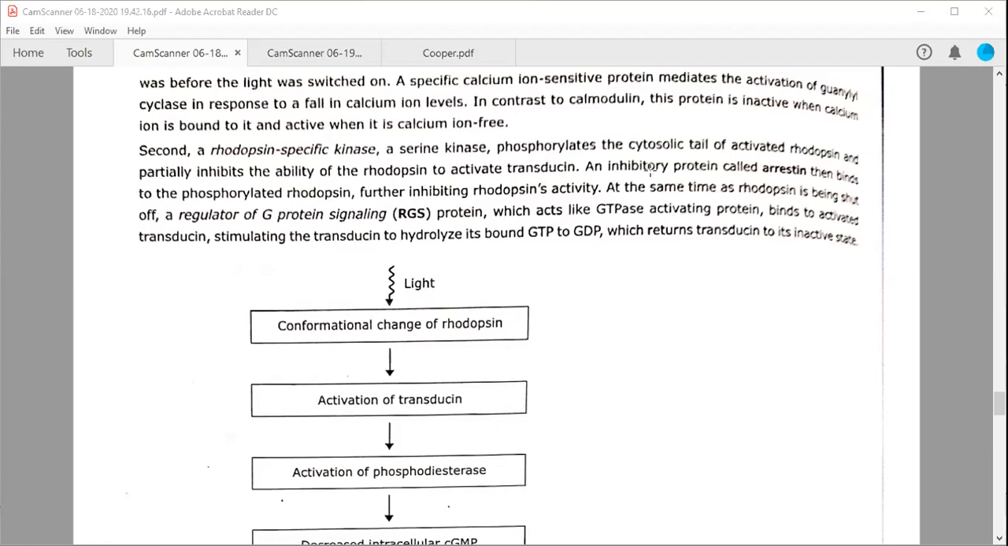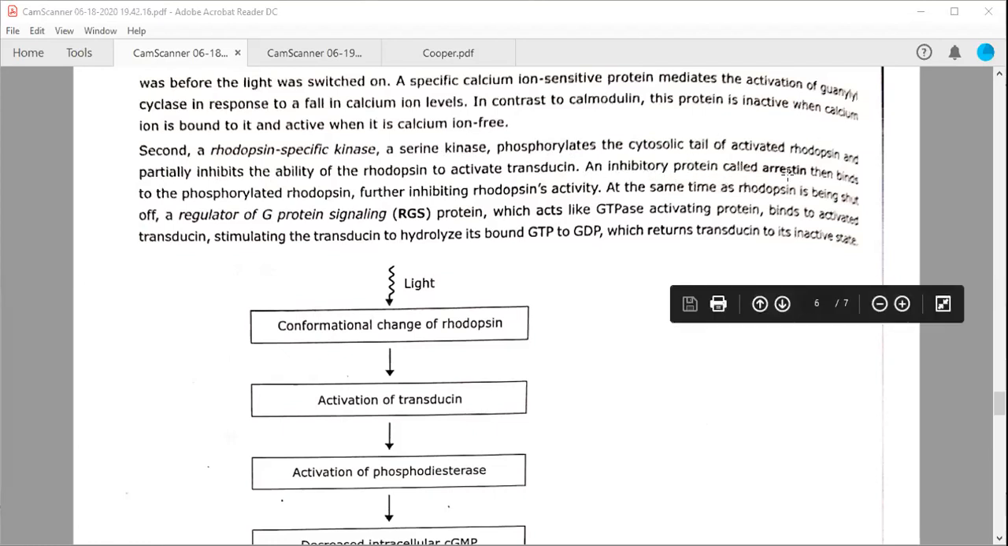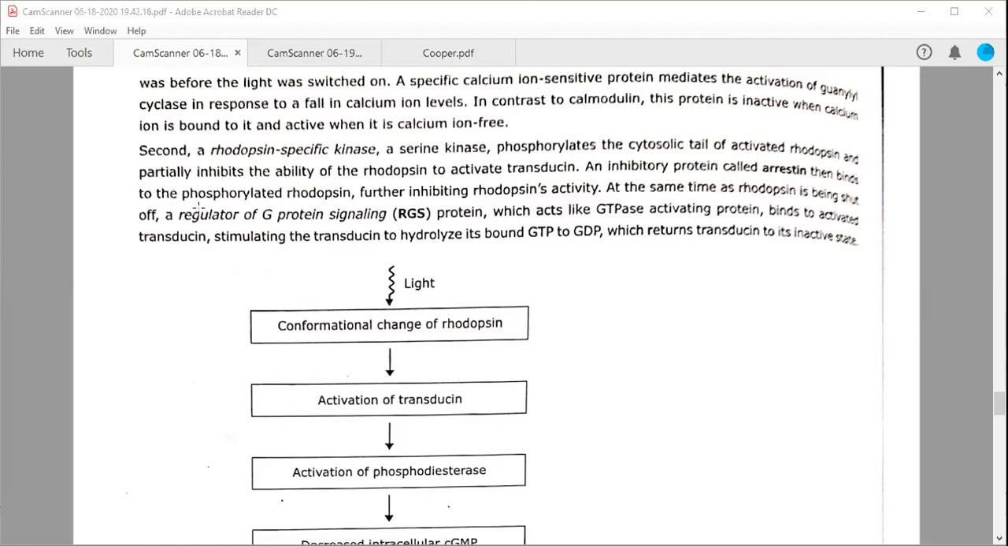I will tell you. An inhibitory protein called arrestin also has a role in retinal rod cells. It binds to the phosphorylated rhodopsin C terminus, further inhibiting rhodopsin activity. So when will it be completely inhibited? When an arrestin protein comes and binds to the phosphorylated serine on the C terminus of this rhodopsin GPCR.